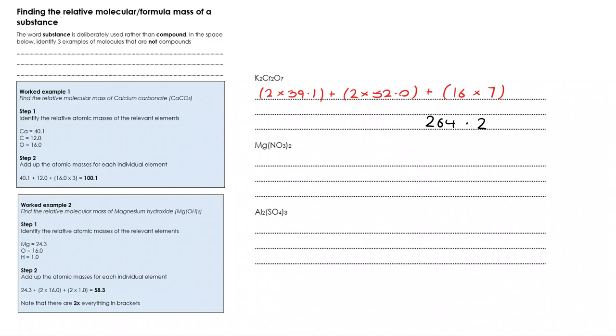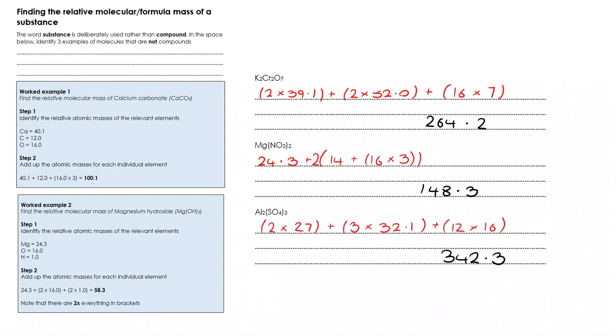We're dealing with brackets here. Remember, the 2 after the brackets means 2 NO3s. That's 2 N's and 6 O's. Add all of those together, 148.3. And finally, aluminium sulfate with its 3 SO4s, 2 aluminiums, and that comes to 342.3.